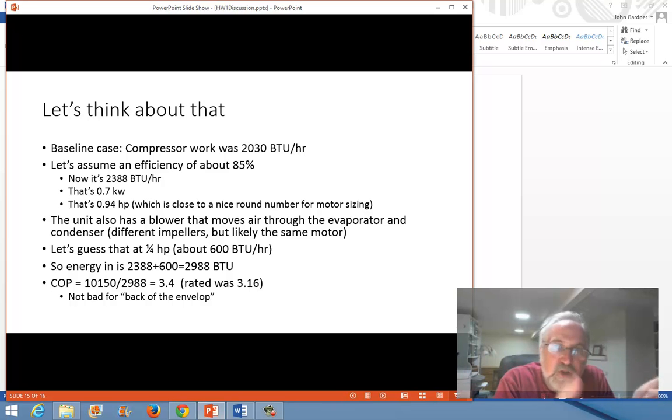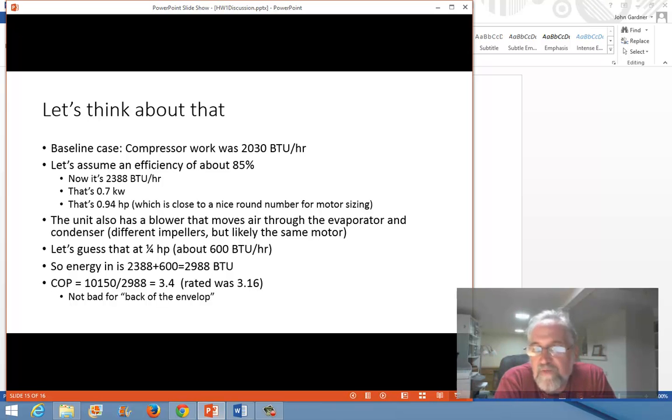But that assumes an ideal compressor, isentropic, 100% efficient. Let's assume it's not, and we know it's not. And I just pulled a number out of the air, 85%. It's brand new. Let's just go with that. It's probably not a lot higher than that. It's probably not a lot lower than that. But it could be 75. It could be 90. Probably not. It's probably in the 80s.